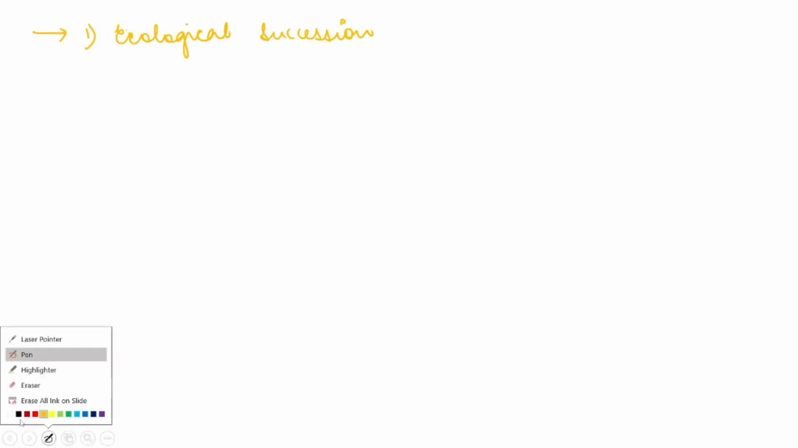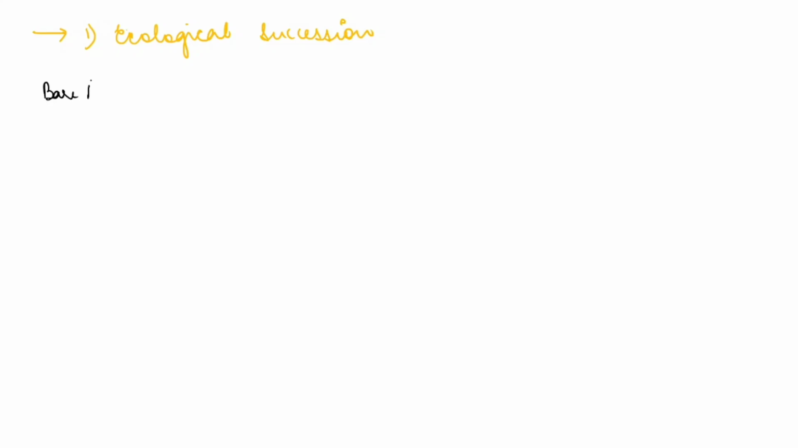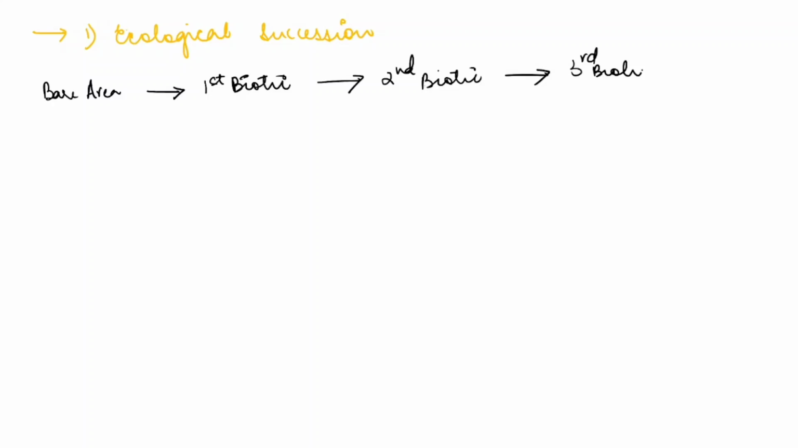What we have seen in this class, we have seen ecological succession. We have seen how succession happens, right? In ecological succession, we have seen a bare area without life forms being replaced by the first biotic community. Then it is replaced by a second biotic community. This is replaced by a third biotic community. Yes, this is replaced by a fourth or stable biotic community.